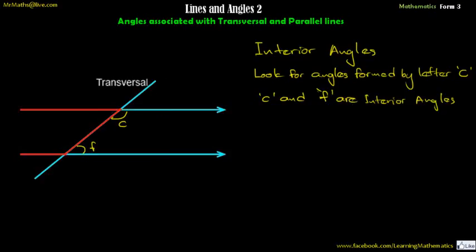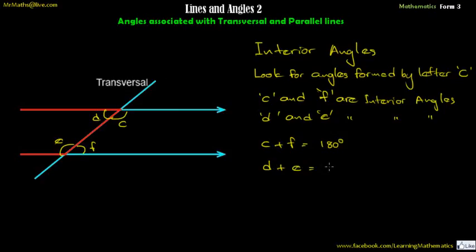Second pair is angle D and angle E. Then D and E are also interior angles. One characteristic of interior angles is that the sum of the pair is 180 degrees. So C plus F is equal to 180 degrees, and D plus E is also 180 degrees.